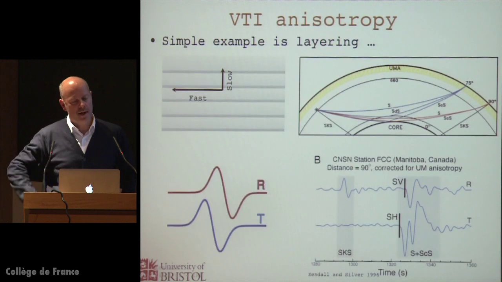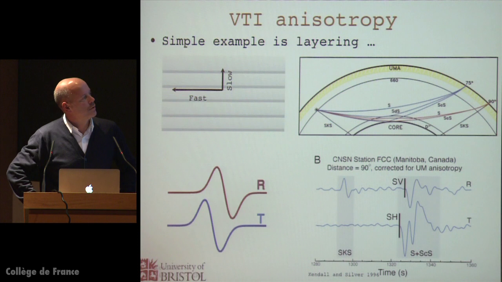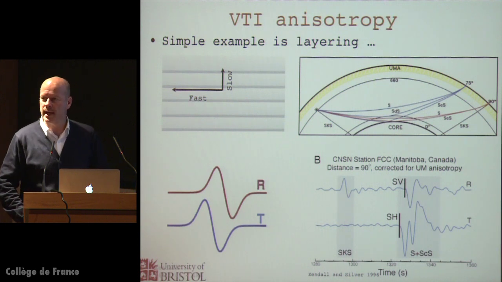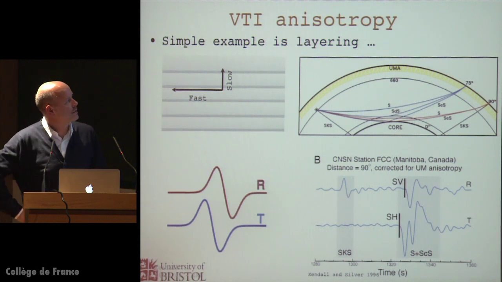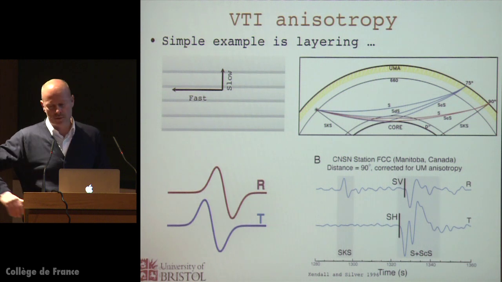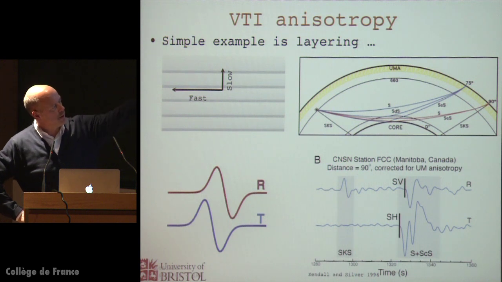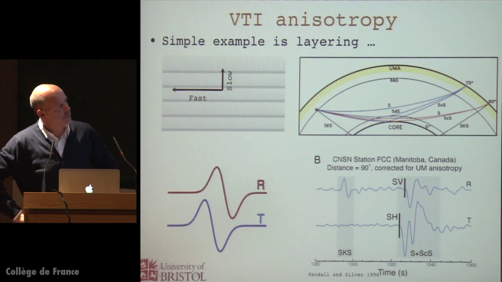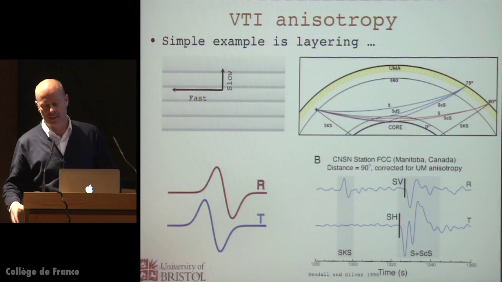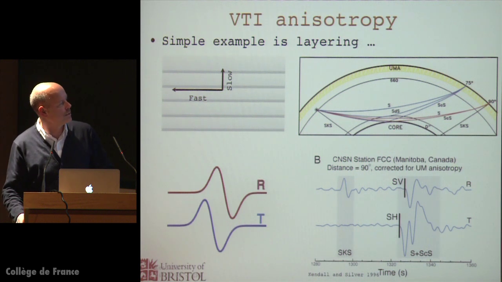Perhaps the simplest style of anisotropy to look at is known as vertical transverse isotropy. So this is a hexagonal symmetry with a vertical symmetry axis. You can get this from simple layering of materials or horizontally aligned inclusions. And we can probe this by looking at SSCS phases transiting through this region, or even SCS phases at shorter distances, as the far right phase diagram shows.